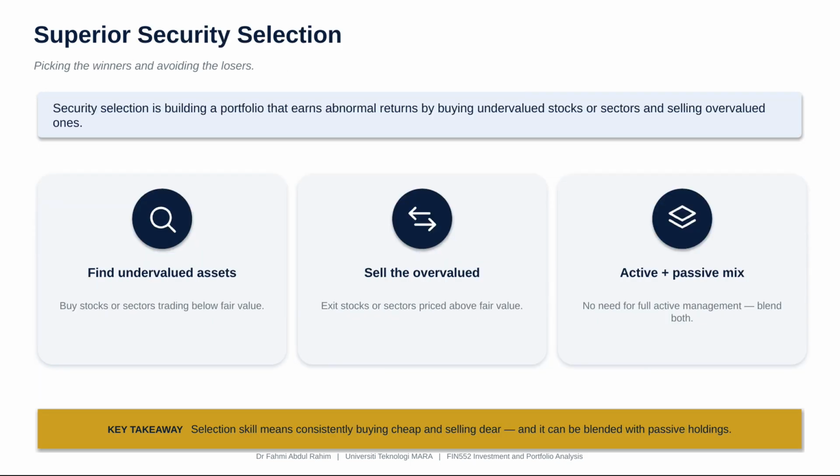The second source of superior return is security selection. As the blue box defines it, security selection is building a portfolio that earns abnormal returns by buying undervalued stocks or sectors and selling overvalued ones. Where timing is about asset classes, selection is about picking the right individual securities. The three cards show how it works.